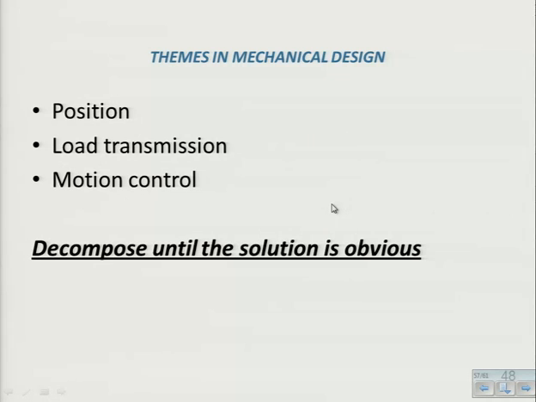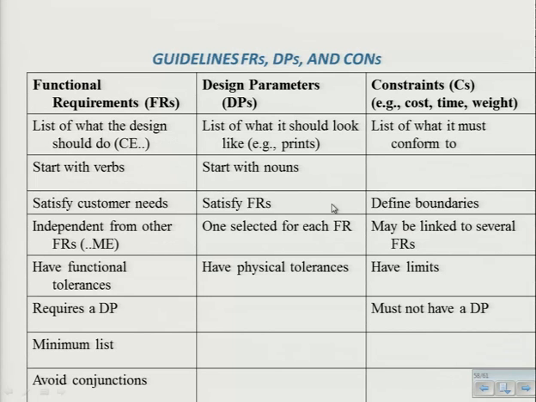All right, themes of mechanical design. What do mechanical designs have in common? One is controlling position, another is load transmission, another is motion control. And here's what happens. You can start off with those things on the upper level and then just keep decomposing until the solution is obvious. All right. So here's some guidelines. This should serve as a kind of checklist. I think we've covered all of this. There's no particular reason for them being out like this where you can choose any order you want. But that seemed logical for me when we did that.